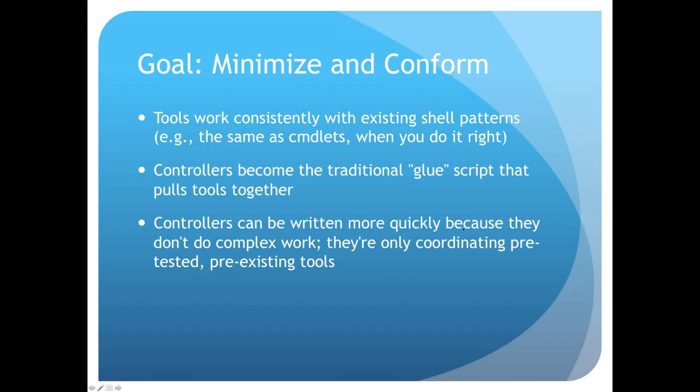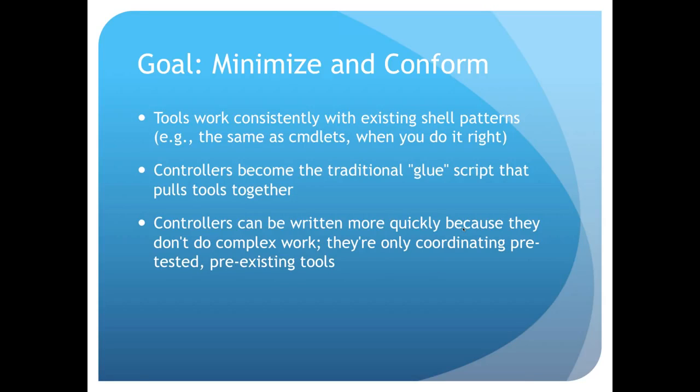So minimize and conform. Tools, whether they're commandlets or advanced functions or whatever else, are designed to work consistently with existing shell patterns, meaning you declare your parameters, you use the commandlet binding attribute, you make the thing look and feel like a commandlet. You use comment-based help. You use write verbose as your output. You use write output for your actual output. You make it look like a commandlet. A controller becomes that more traditional shell script. It's glue that just runs a bunch of commands. And if you've done any simple batch scripting, that's a really good way to think about it.